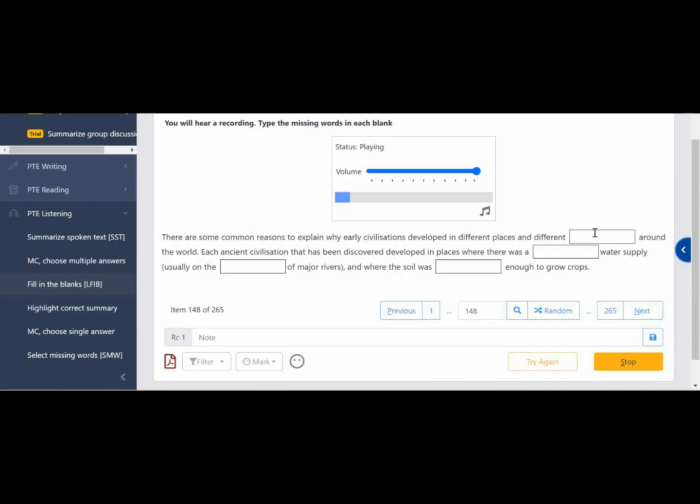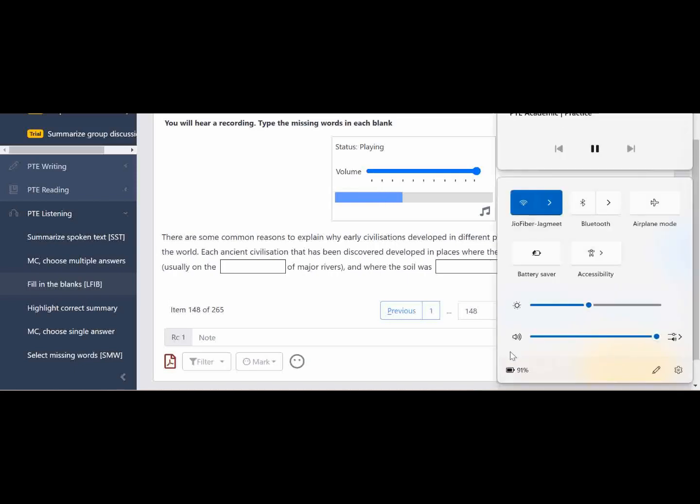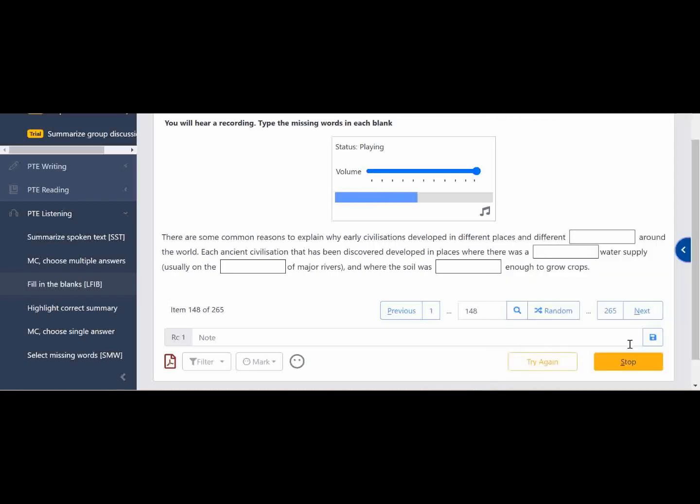There are some common reasons to explain why early civilizations developed in different places in different times around the world. Each ancient civilization has been discovered developed in places where there was a reliable water supply, usually on the banks of major rivers, and where the soil was fertile enough to grow crops.